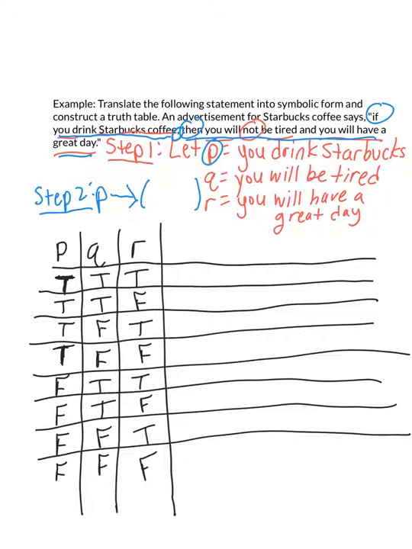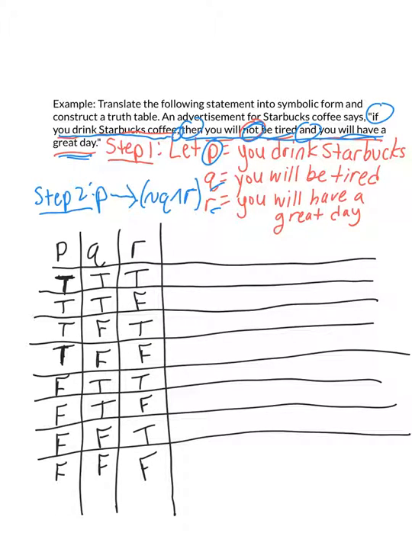So inside those parentheses, then you will not be tired. We need to negate tired, which was letter Q, so tilde, that squiggle, Q. And is the up arrow. You will have a great day was letter R.